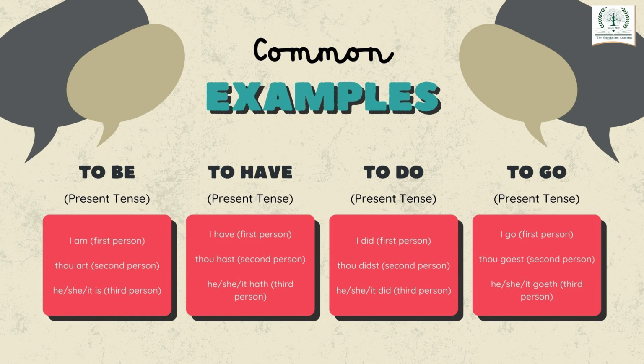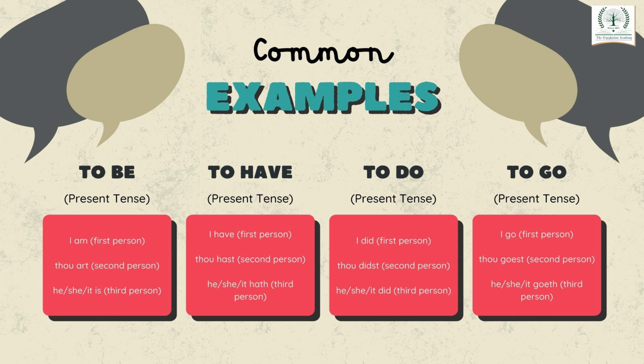Common examples: to be, present tense. I am, first person. Thou art, second person. He, she, it is, third person. To have, present tense. I have, first person. Thou hast, second person. He, she, it hath, third person.